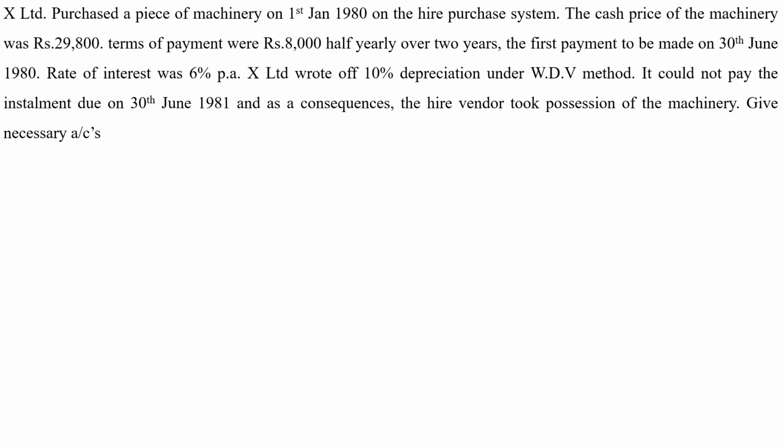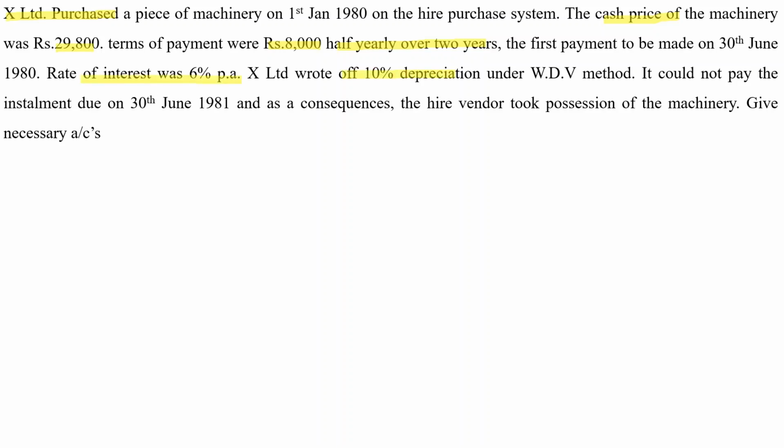Okay, this is the question. First let's understand what details are given in the question. X Limited is the hire purchaser. X Limited purchased the machinery, so it is the hire purchaser. Cash price of the machinery is given, 29,800. Terms of payment 8,000, the installment amount, is given. The interval between two installments is half yearly, a 6 months period. Then rate of interest is 6% per annum.